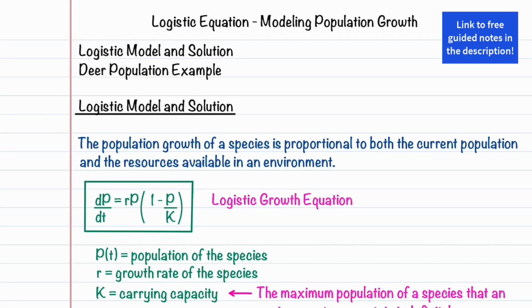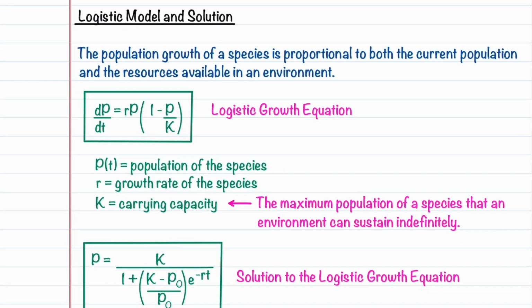In this video, we're going to learn how the logistic equation is used to model population growth. We'll start by looking at the logistic growth equation, discussing what each parameter represents, and seeing what the solution looks like. We'll then work through an example so that you can see how the model is applied and how the solution describes long-term behavior. Let's get started.